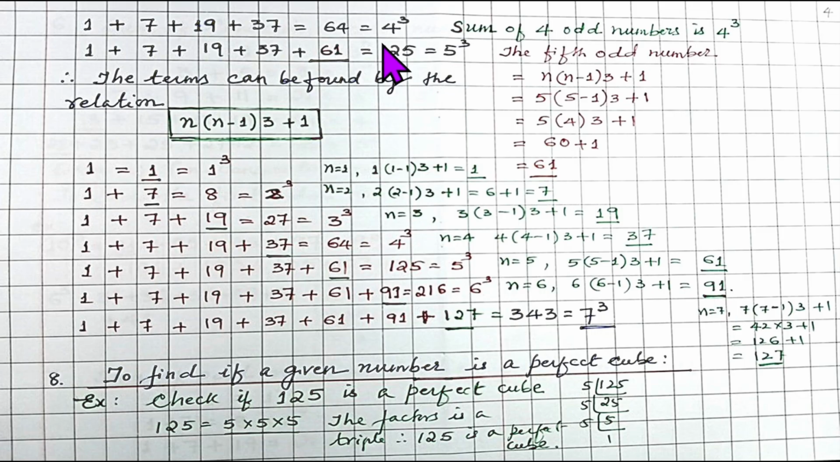But one thing is clear: if it is a 4 cube, there will be 4 odd numbers. That is, you have to stop at 37 and you will get a perfect cube there. So this is an important property of a cube number.